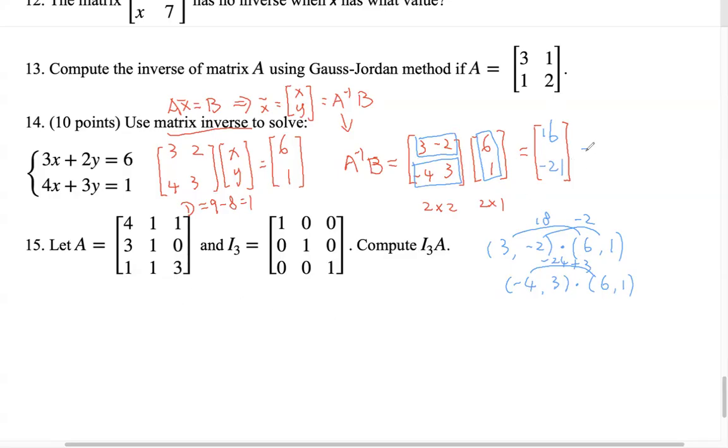So remember, this is just the X value, right? What is the X value? X bar means (x, y). So this is basically saying x equals 16, y equals negative 21.